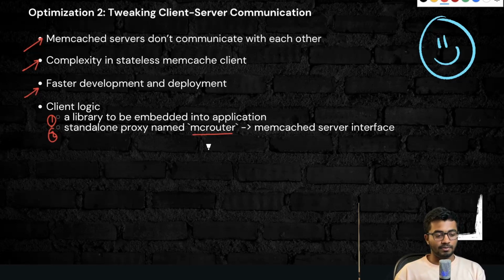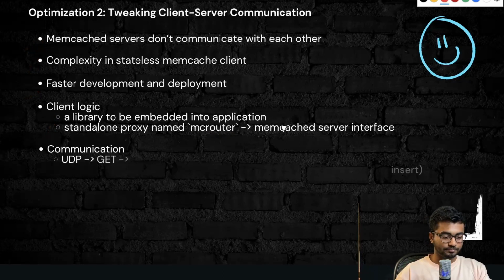They separated it into a proxy, which is a Memcached server interface. As I was saying, this Memcached client can act as an interface to the Memcache server. So whenever someone wants to reach a particular Memcached server, they can go through this MC router proxy.